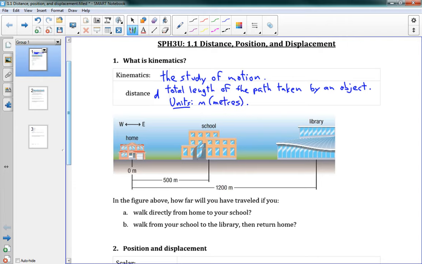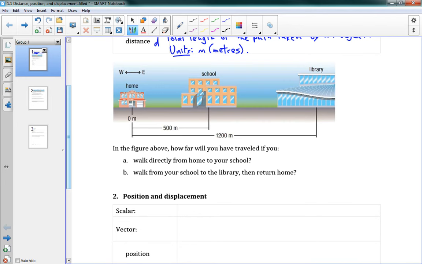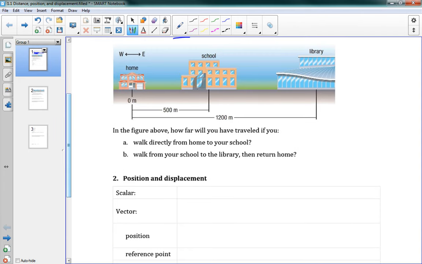Great, so let's take a look at an example of distance. We have a picture here with home, school, and the library. And it says, in the figure above, how far will you have traveled if you walk directly from your home to your school? Well, we can see that home to school, here, we have a distance of 500 meters. It tells us that right in the picture, so we can write that there. D equals 500 meters.